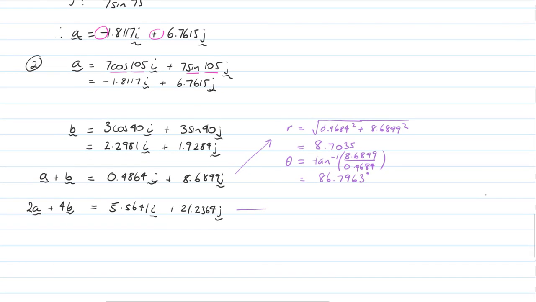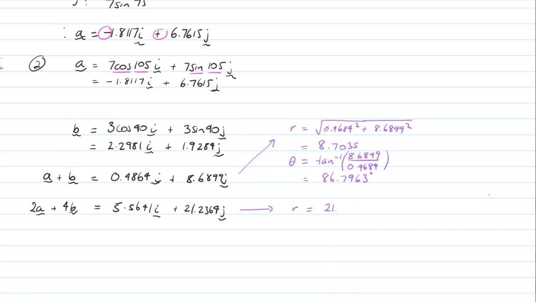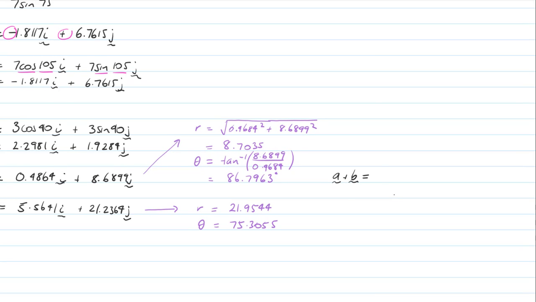And we can do the same thing here to give us our R value of 21.9544 and a theta value that's equal to 75.3055. And so of course we need to write our answer down as A plus B is equal to R comma theta, which is 8.7035 comma 86.7963, and the same here.